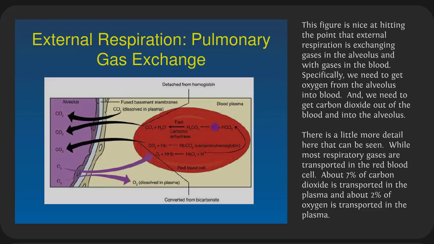This figure is nice at hitting the point that external respiration is exchanging gases in the lung or the alveolus with gases in the blood. Specifically, we need to get oxygen from the alveolus into the blood. We need to get carbon dioxide out of the blood and into the alveolus. There's a little more detail here than can be seen. While most respiratory gases are transported in the red blood cell, about 7% of CO2 is transported in the plasma, and about 2% of oxygen is transported in the plasma. We'll come back to that when we get to hemoglobin.